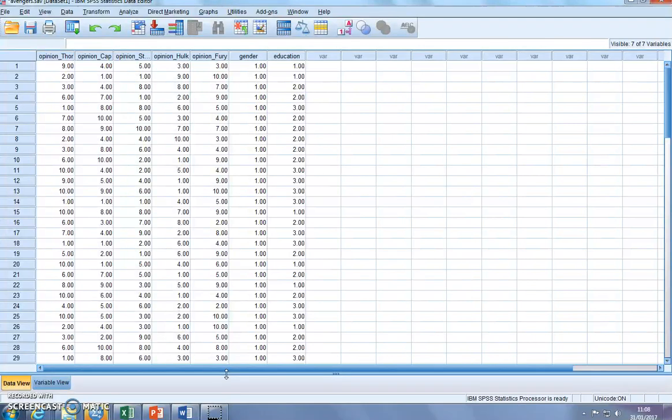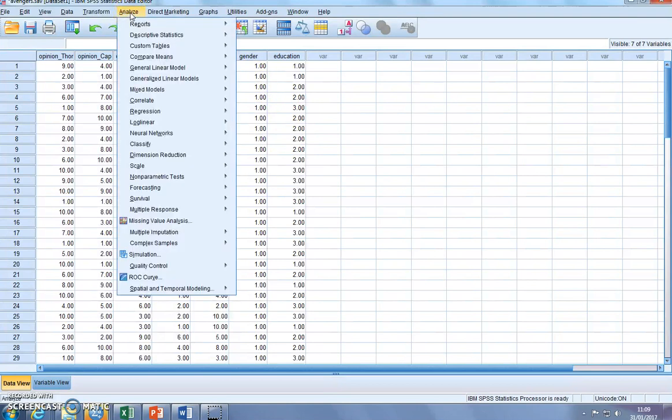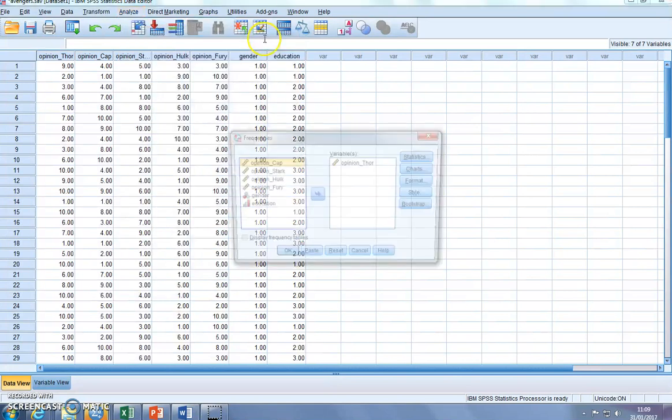Today I will show you how to make tables in SPSS. There are two basic types of tables that I want you to be able to make. That's the frequency table for a single variable and the frequency table for two variables. The second one is also called a crosstab. We'll start with the frequency table. You can find it under Analyze, and then Descriptive Statistics, and then Frequencies.